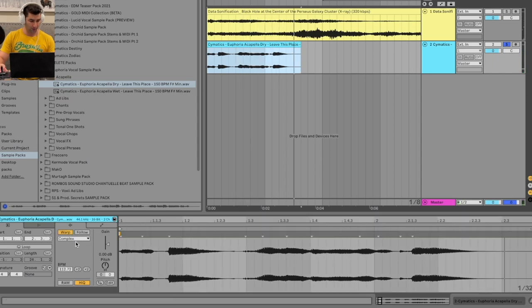Now, if I warp it, and to keep the formants on, let's say I pitch it down 12 semitones or one octave, it's going to sound like this.